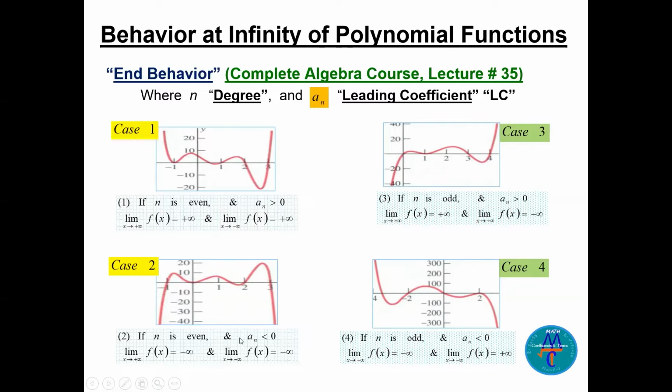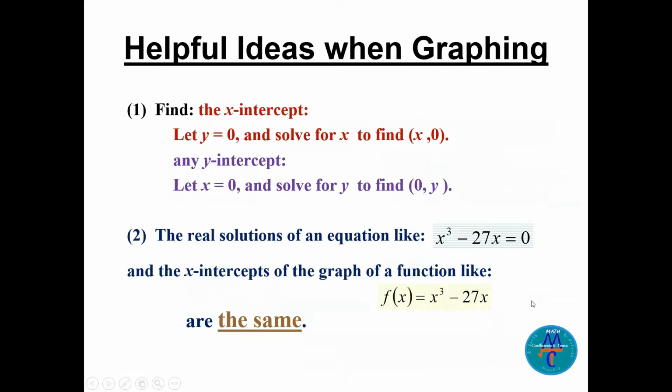Also, in case 2, we have negative leading coefficient. It will be down to the right, down to the left. Case number 3, where we have odd degree here, n is odd, like 3, 5, 7, etc. And the leading coefficient positive, so it looks like the x cubed. And this one, n is odd, and the leading coefficient is negative. This is case number 4.